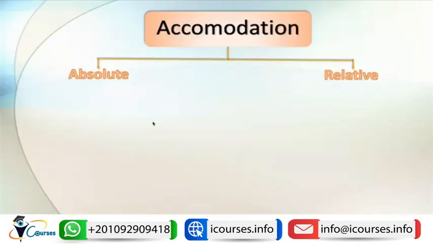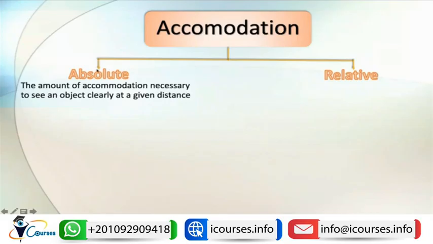Here we come to some other concepts regarding the accommodation. So we have the absolute accommodation and relative accommodation. So what is meant by absolute accommodation? Absolute accommodation is the amount of accommodation needed to see a clear image of an object at a given distance. For example, if you need about 4 diopters or 5 diopters or 6 diopters to see an image of an object clearly, then this is called the absolute accommodation.